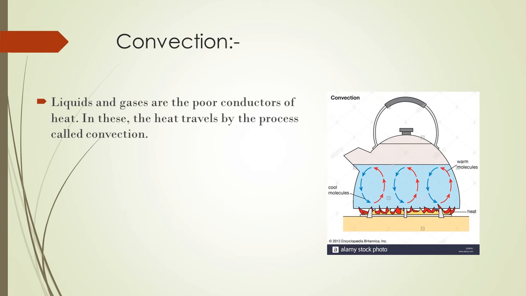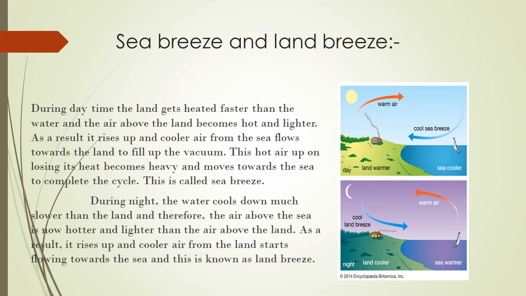Convection. Liquids and gases are poor conductors of heat. In these, the heat travels by the process called convection. Sea breeze and land breeze. Here you can see the picture of sea breeze and land breeze.